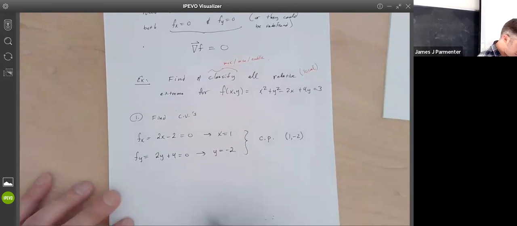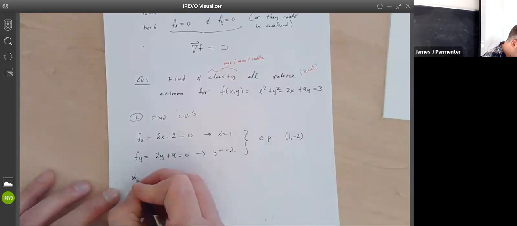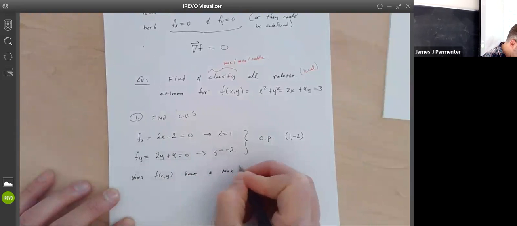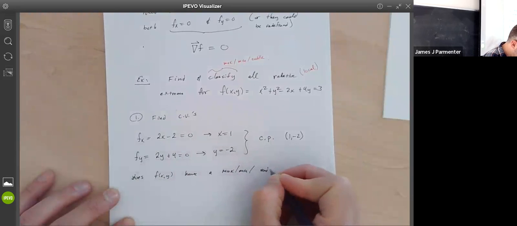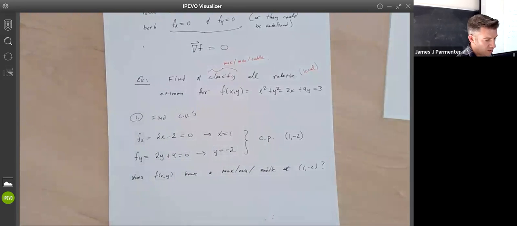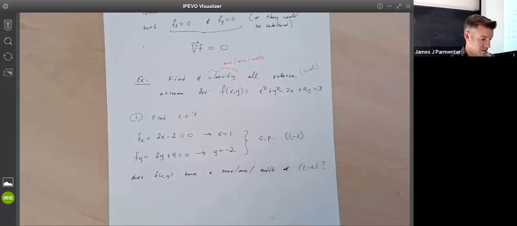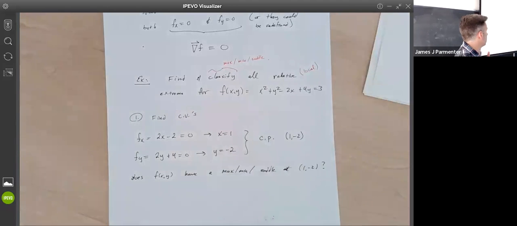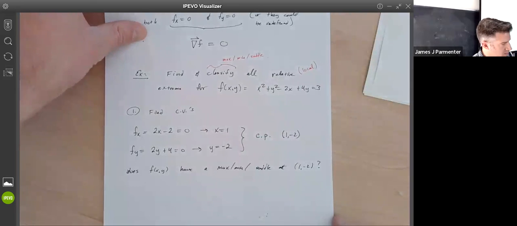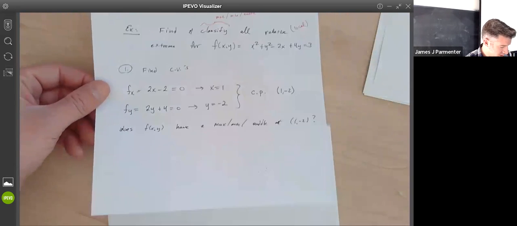And now we want to answer, does this function have a max, a min, or a saddle at this point? Well, that requires a little more work. In 17a, you may or may not have learned about the second derivative test, which says if the second derivative is positive at a critical point, you have a local minimum. Let me show you what I mean real quick. We'll come back to this in just a second, promise.